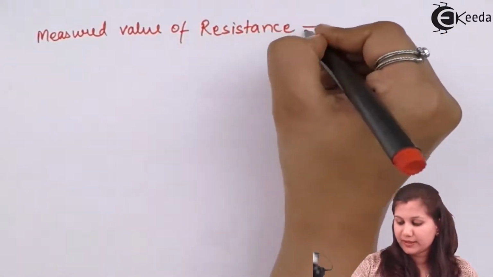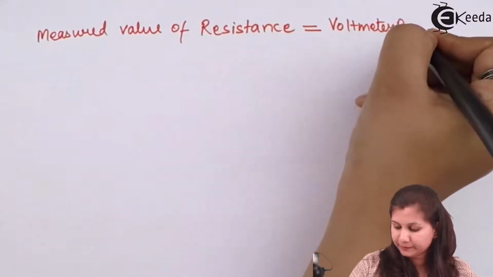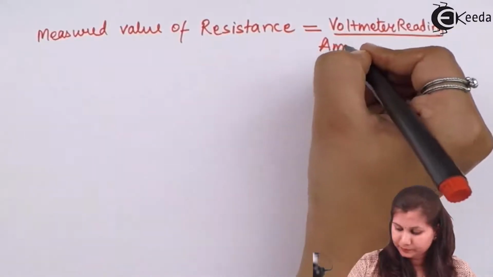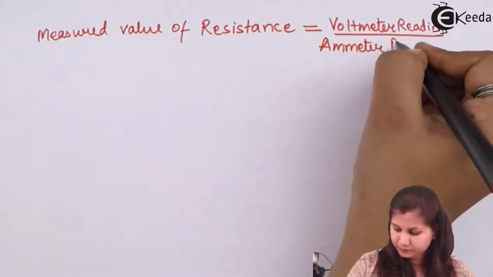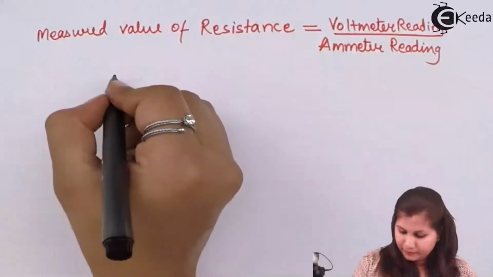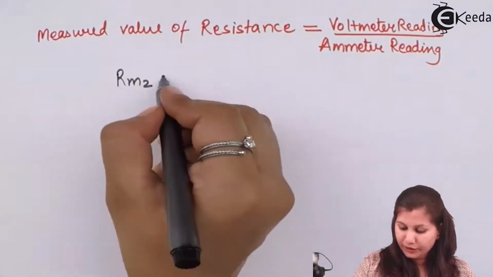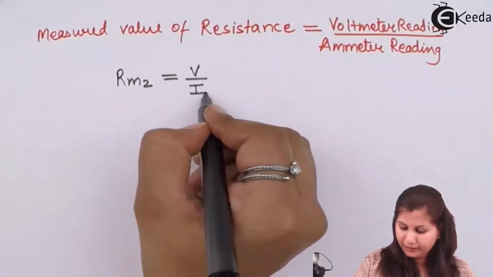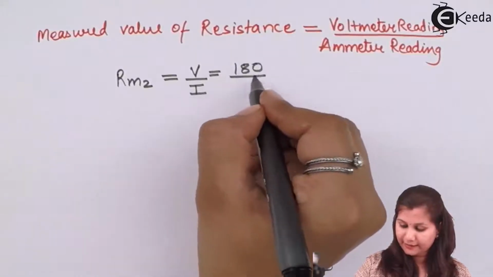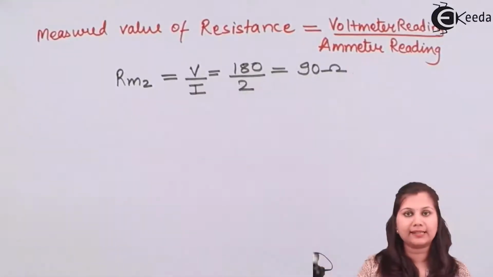the measured value of resistance will be equal to the voltmeter reading divided by the ammeter reading. So Rm, because it is in the case of the second connection, we write Rm2, and it will be equal to V divided by I. Now V is given to us in the question as 180 volts and I is given as 2 amperes. So we get the value of the resistance as 90 ohms.